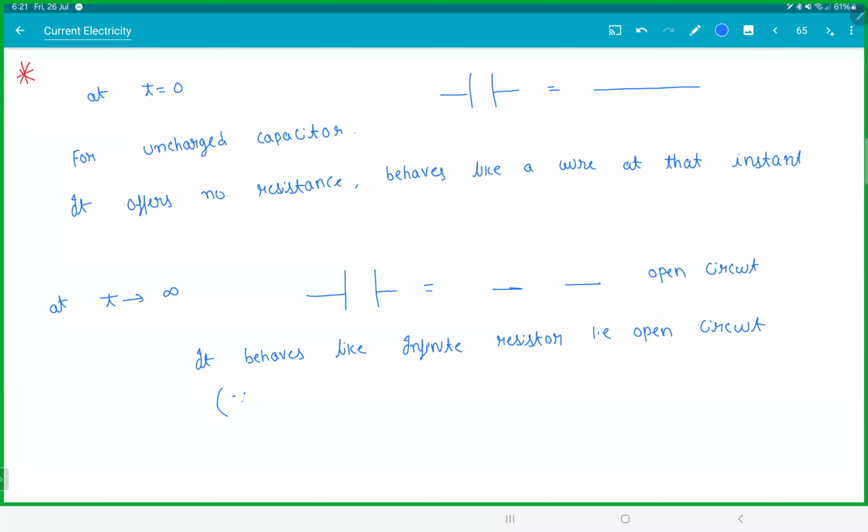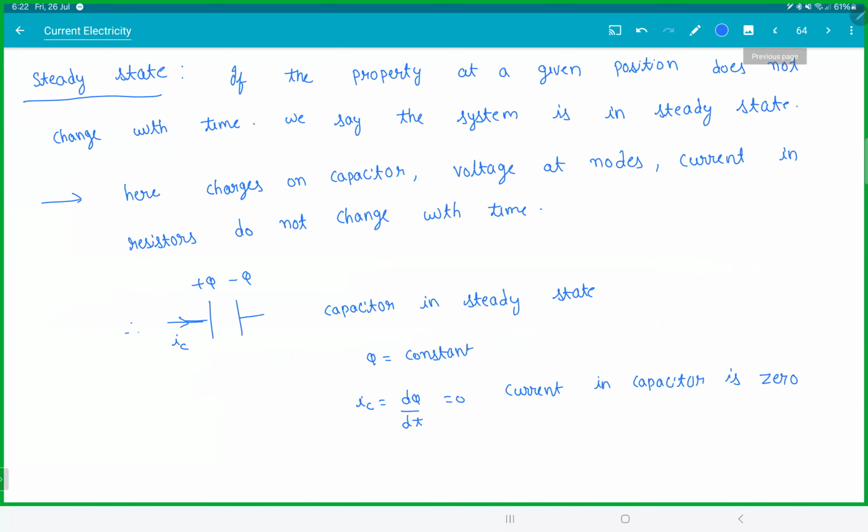Since the capacitor is already full, the charges on the capacitor won't let any new charge come inside. So this is how a capacitor behaves in a steady state. At t0, it becomes like a wire. At t infinity, it becomes an open circuit. What happens in the middle? We will see that later on.